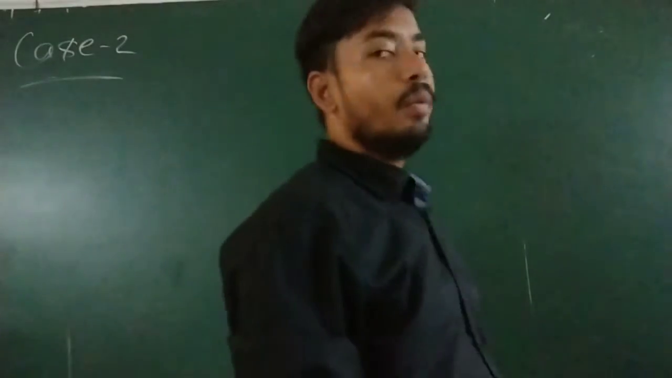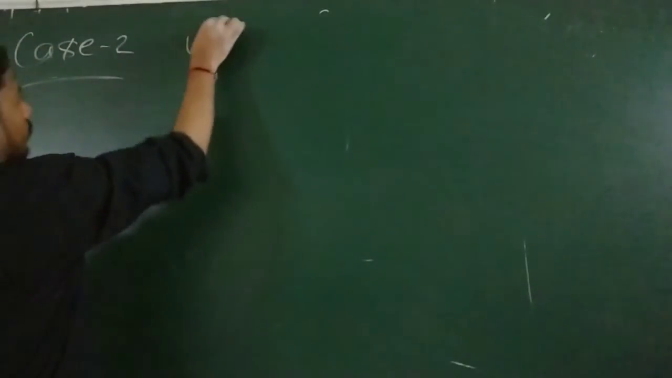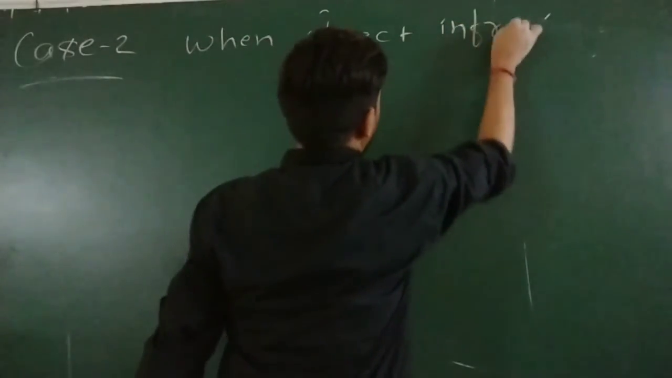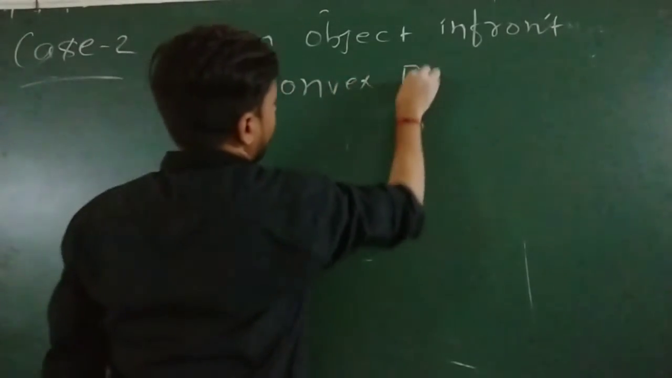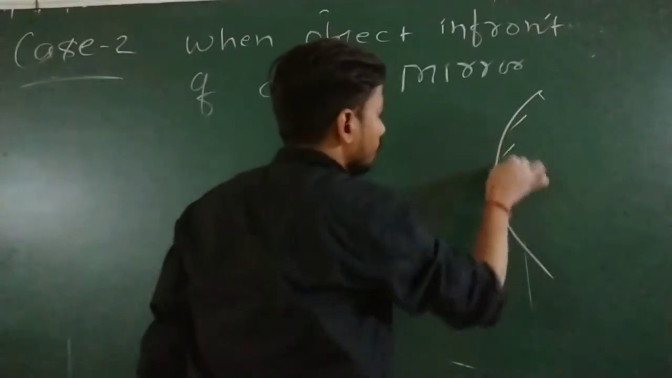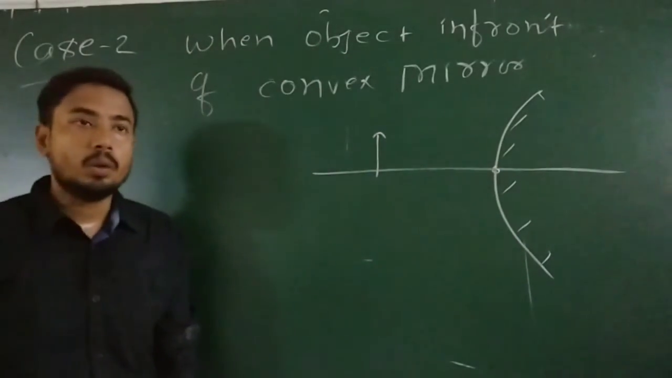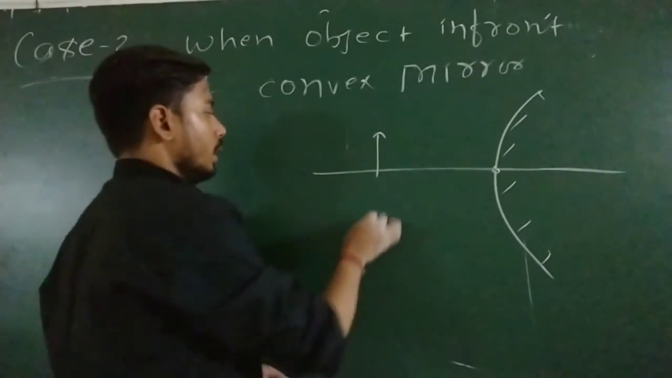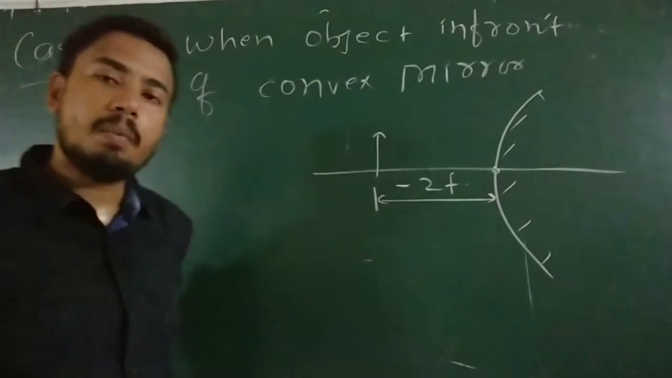Now for the second case, when the object is in front of a convex mirror. Fine. So you can see here, this is our convex mirror. This is the principal axis. So the object will be somewhere here. So to get the real visualization, again I have to take some practical value. So suppose this is minus 2f. You can take any value: minus f, minus 2f, minus 3f by 2.